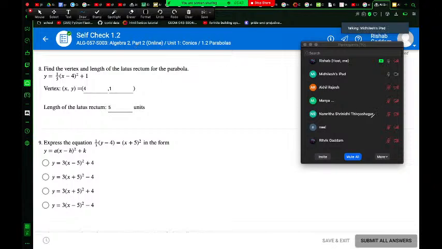Can I do the next one? Yeah, you can do that. You can do this one. So what you're doing in this problem is you're trying to solve for y, basically.